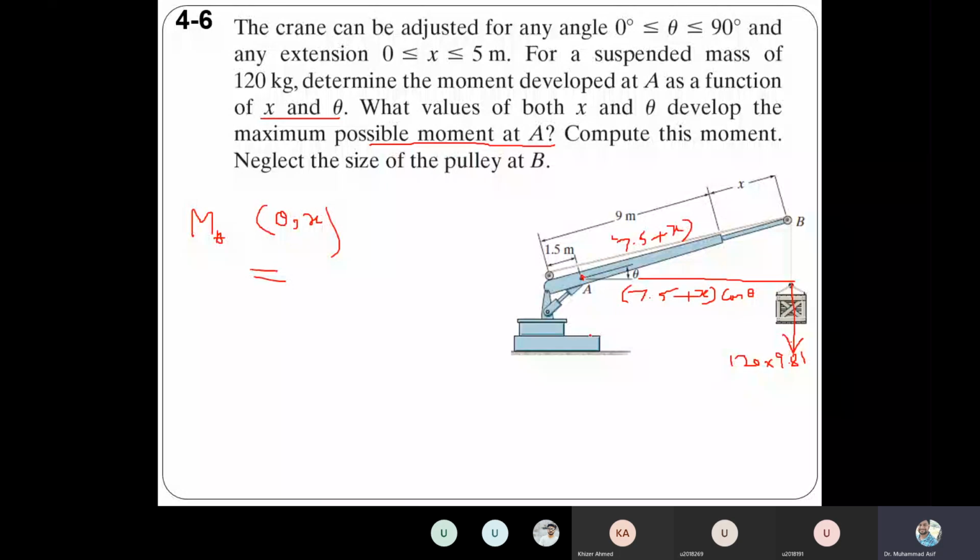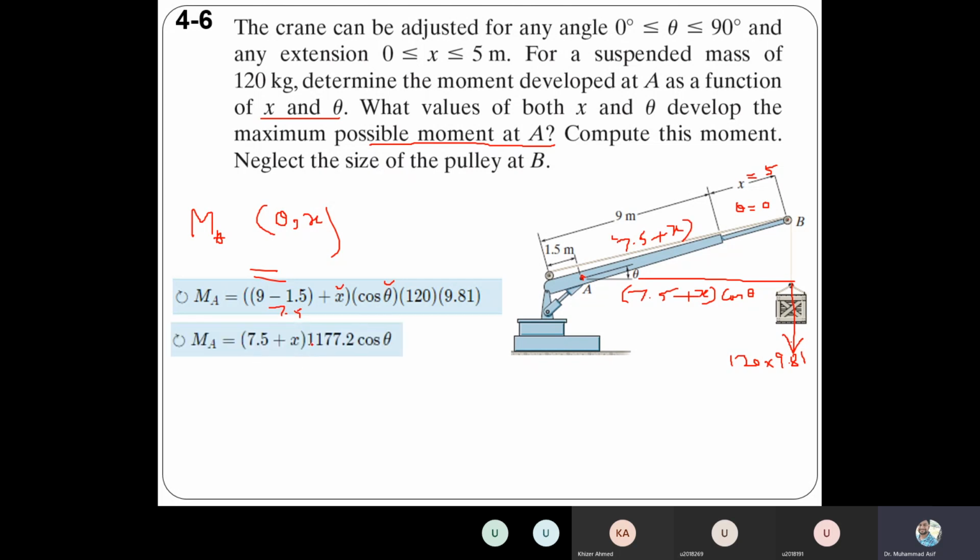Then when will the moment be maximum? What is the possible maximum value of x? When x is equal to 5 and theta is equal to 0. Yeah, right. Because then it will be in the horizontal condition, and the moment arm will be maximum. So in that case, the moment produced will be maximum. So this is the moment about point A as a function of theta and x.